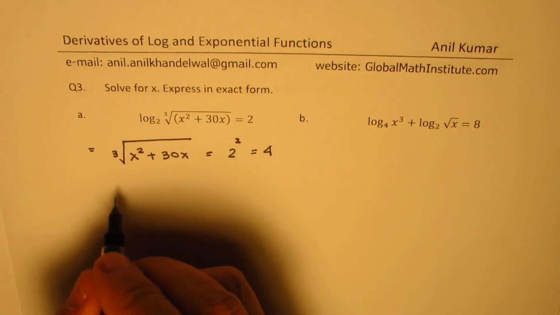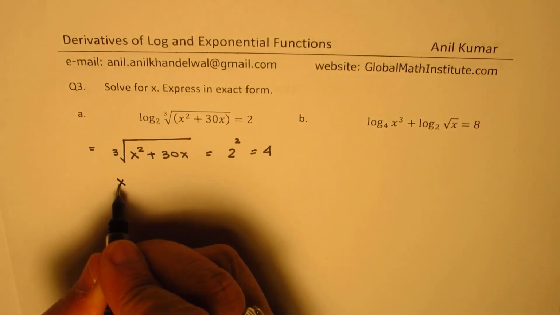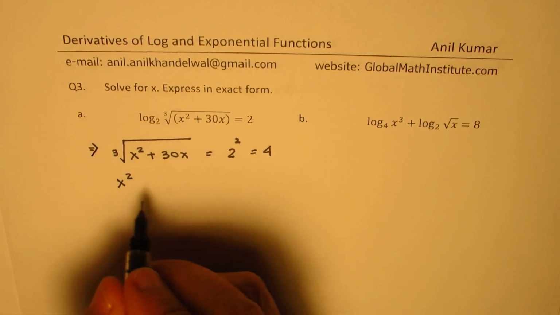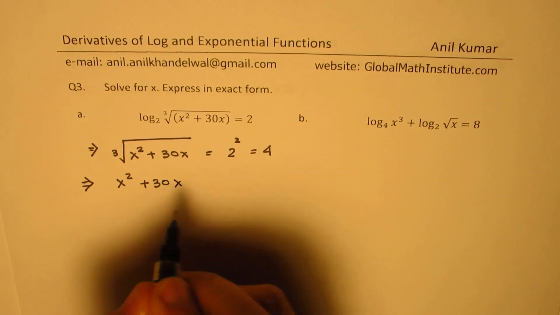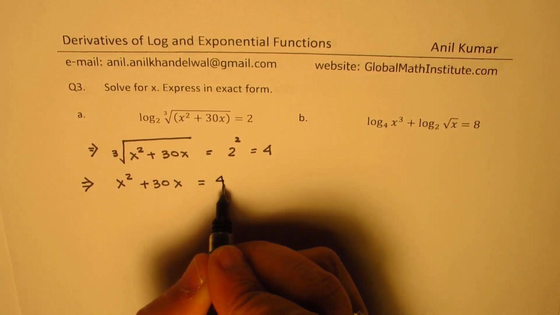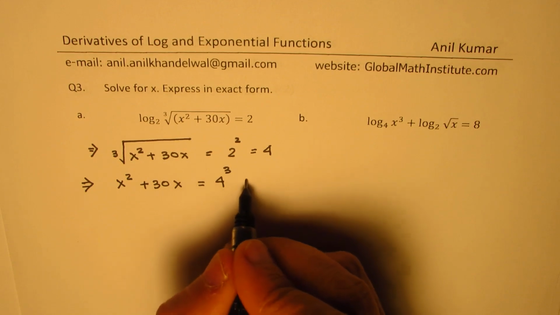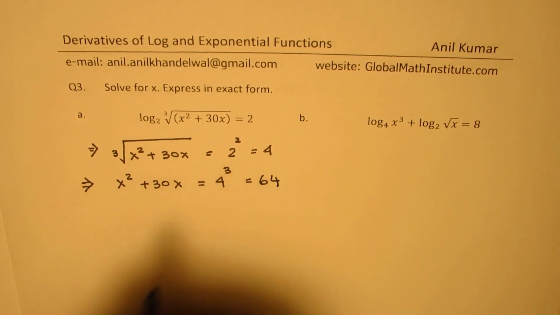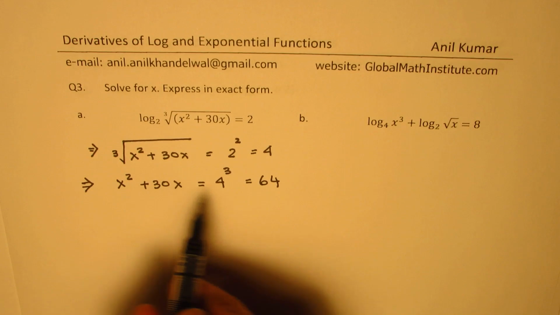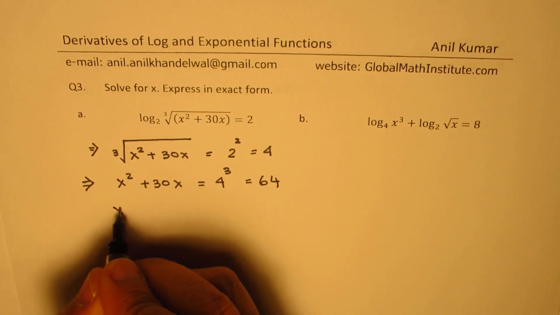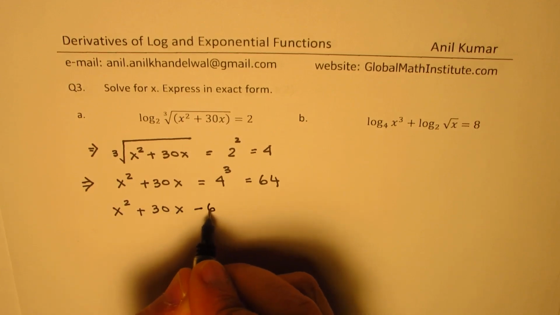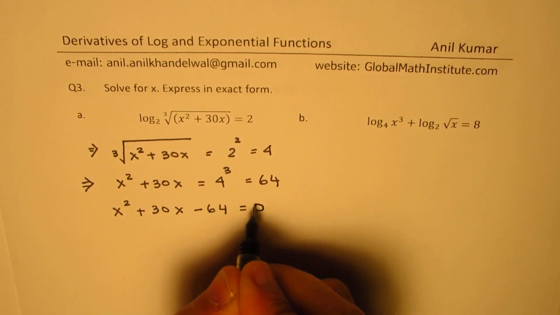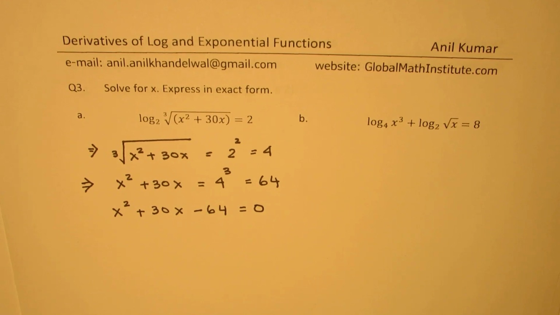Now we'll cube both sides, so we get x squared plus 30x is equal to 4 cubed, which is equal to 64, right? So now we have a quadratic equation, x squared plus 30x minus 64 is equal to 0. Does it make sense to you? Correct? So that is what you get.